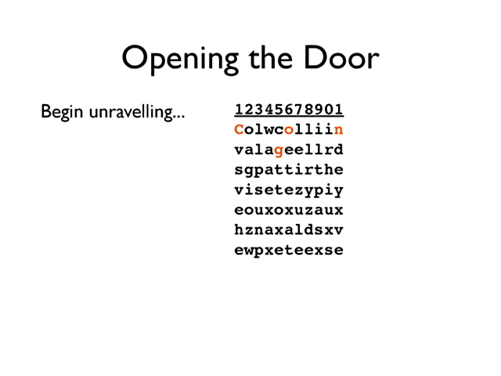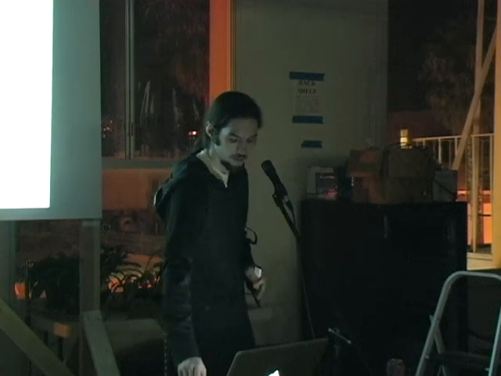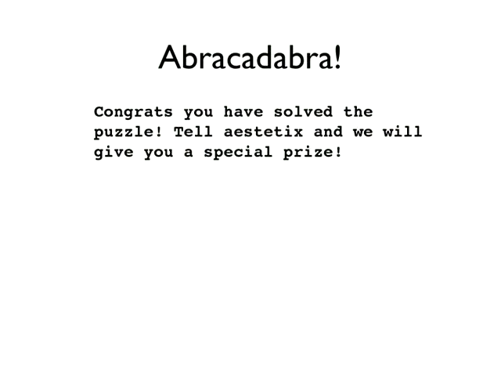So you start with the C and go 1, 2, 3, 4, 5, O. O is the 1, 1, 2, 3, 4, 5 to the N, and so on. You begin unraveling it, you open the door, and you get the code. Congrats, you have solved a puzzle. Tell Aestetix and we will give you a special prize.